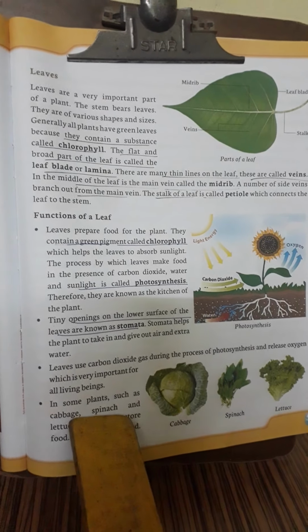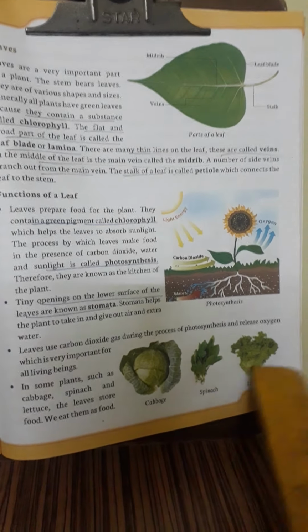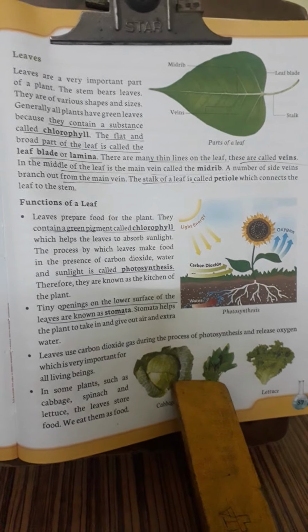In some plants such as cabbage, spinach and lettuce, the leaves store food. We eat them as food. These are the leaves which store food and we eat them.